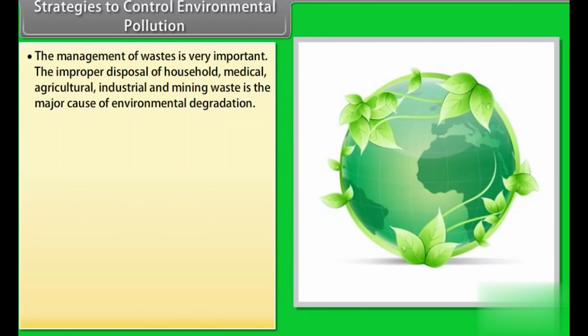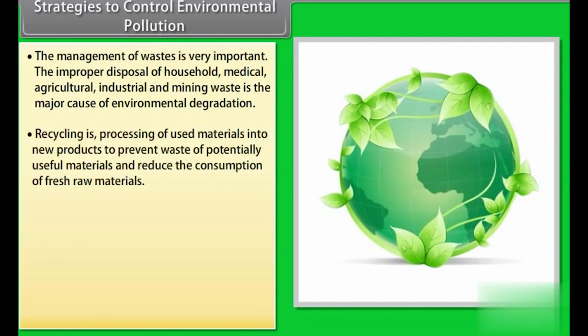The improper disposal of household, medical, agricultural, industrial and mining waste is the major cause of environmental degradation. Recycling is processing of used materials into new products to prevent waste of potentially useful materials and reduce the consumption of fresh raw materials. In reuse method, we use an item again after it has been used.